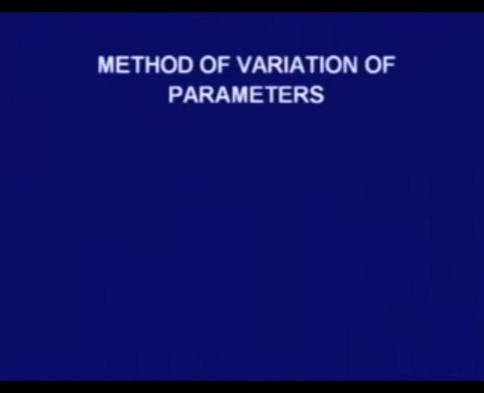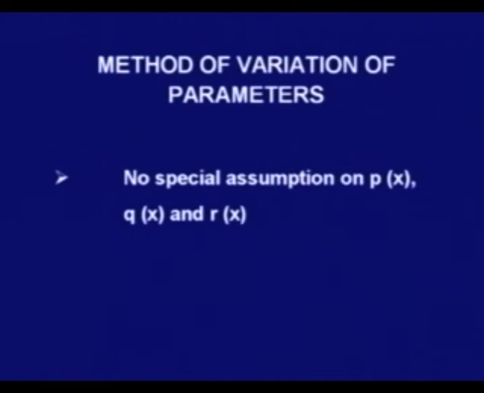Now, we will learn the second method of finding the particular solution, that is the method of variation of parameters. This method is more general, it does not require any special conditions on your equation, neither does it require any condition on your right hand side r(x). It is more general, but a little bit more complicated. There are no special assumptions on p(x), q(x).